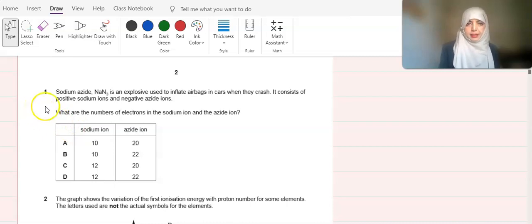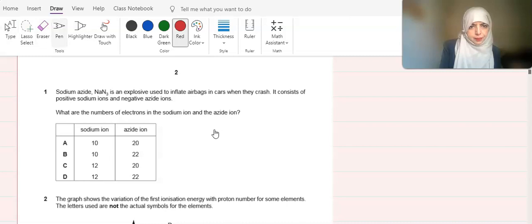Sodium azide, NaN3, is an explosive used to inflate airbags in cars when they crash. It consists of positive sodium ion and negative azide. So what are the numbers of electrons in the sodium ion and the azide ion? So let's solve it.